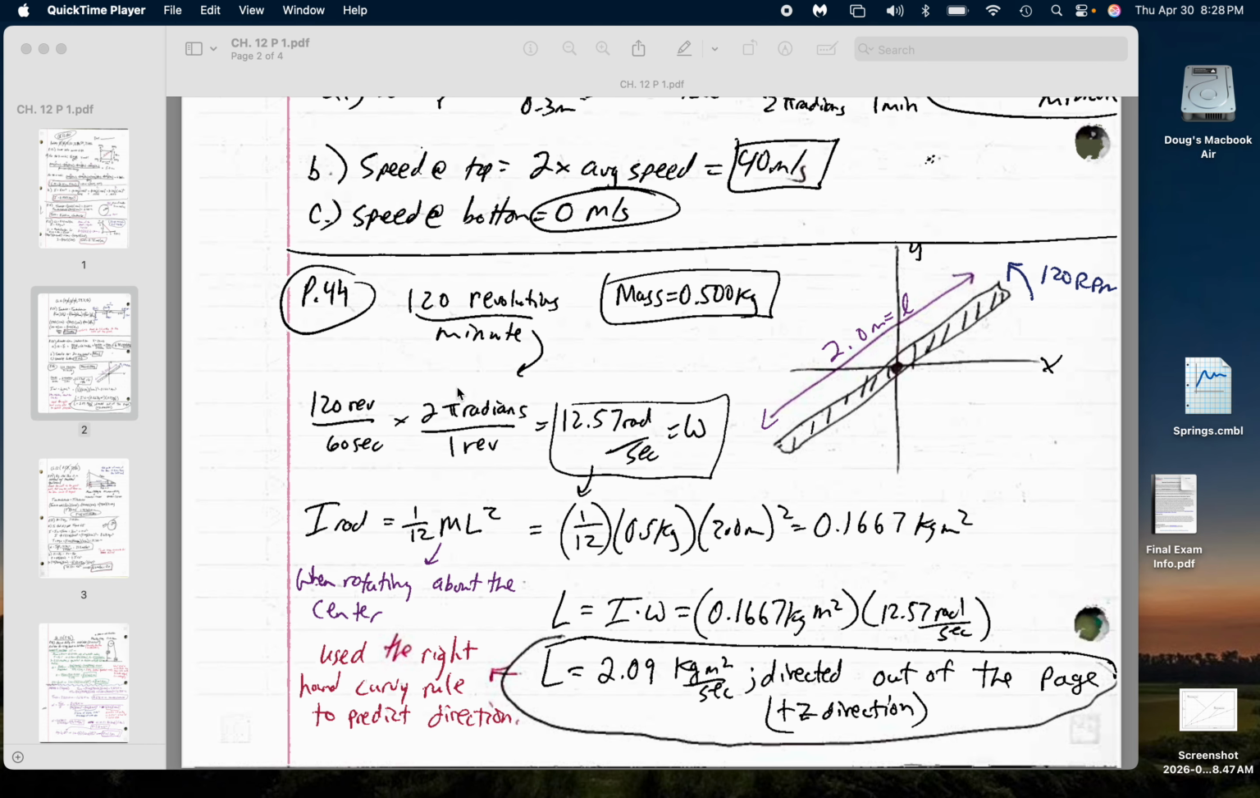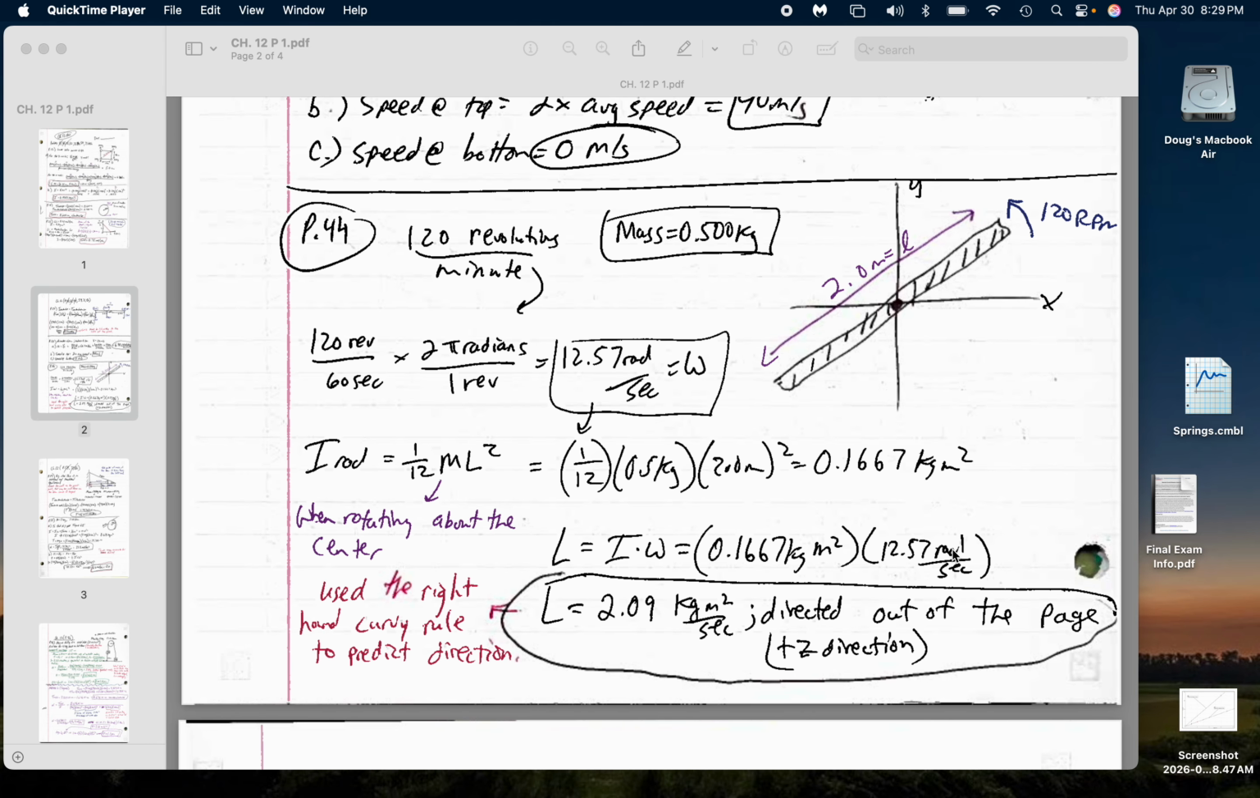So essentially I multiply this through, and I get that it's going 12.57 radians per second, or basically 4 pi radians per second. The moment of inertia of the rod about its center is 1/12 mL squared, where L is the total length. So I get 0.1667, which I think is 1/6 of a kilogram meter squared when rotating about the center. So the angular momentum is those two multiplied together. It's around 2.09 kilogram meter squared per second. If you use the right-hand rule, curving your fingers counterclockwise, your thumb would point out of the page toward you. So that's how we figure out the direction.